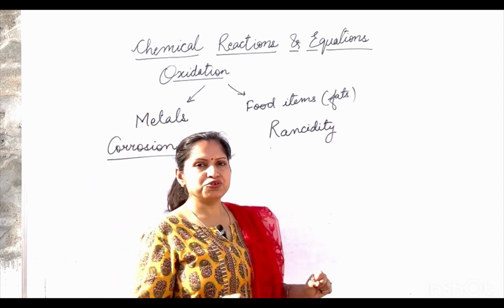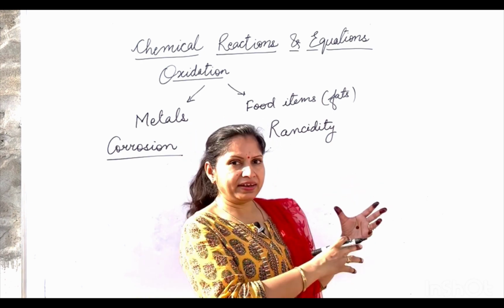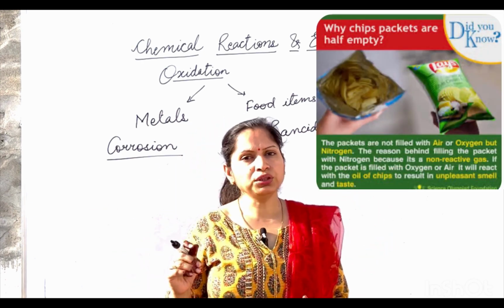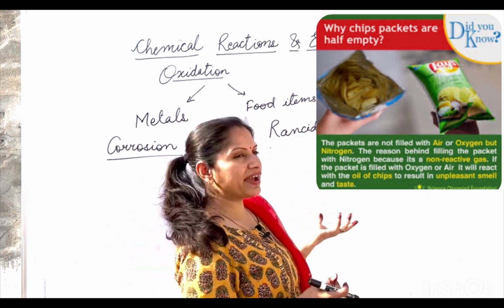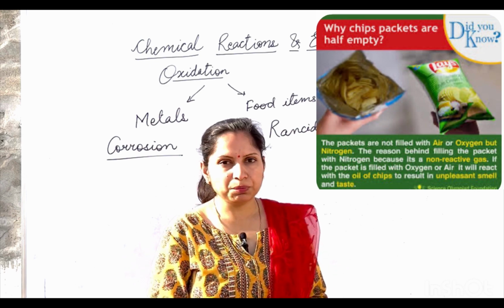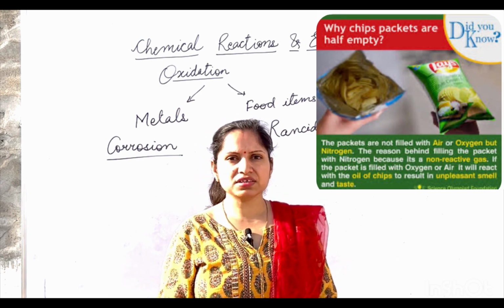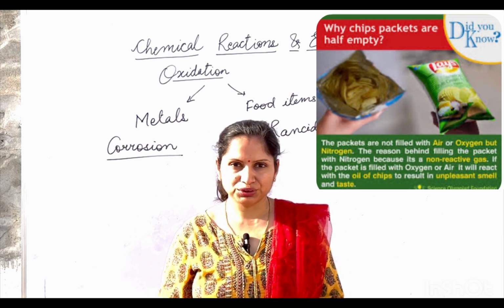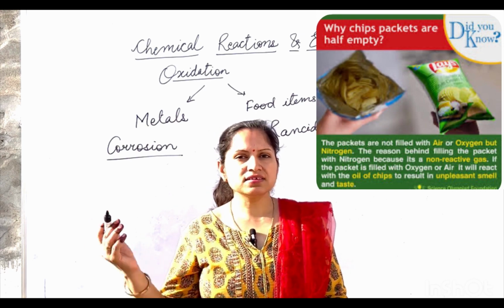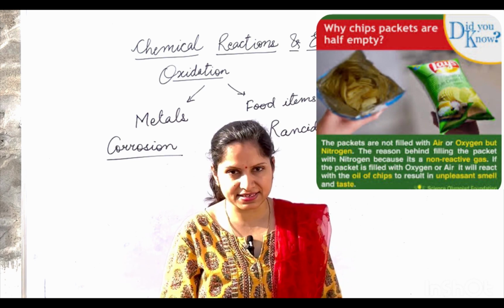So now, how to prevent this rancidity? You can prevent rancidity by preventing the food item from coming in contact with oxygen, because oxidation of fats is involved. If you're not allowing oxygen to come in contact with it, that will prevent rancidity. One way could be storing your food items in airtight containers. If you store them in airtight containers, they will not come in contact with oxygen, and that could delay the rancidity.